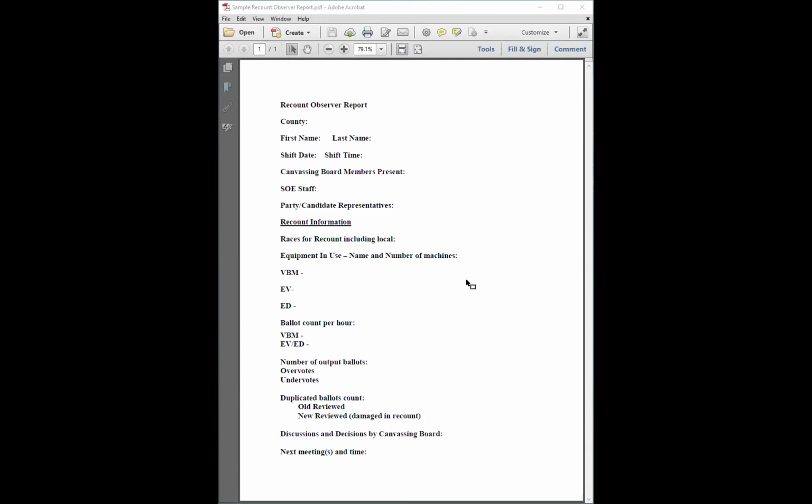You may also want to find out the number of output ballots, the number of over and under votes that are being determined in this process. They may provide a number that is cumulative from the day they started the recount, or you may get a number for the time period that you're there or for the day that you're there. Please indicate that if possible.